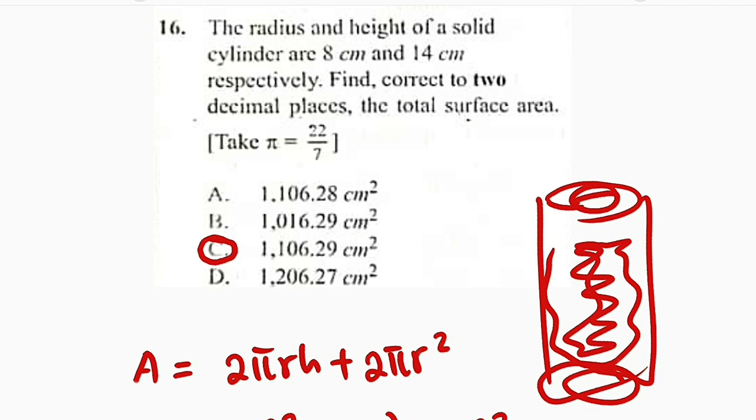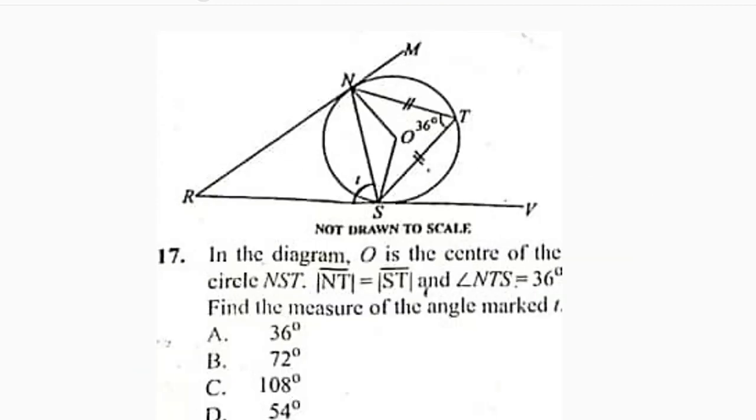Now let us move on to question number 17. All right, here is question number 17. We are given a diagram here, and this is the description. The description reads, in the diagram, O here is the center of the circle NST. NT, let us locate it. You can see NT here is equal to ST. Where is ST? This is ST, meaning that this triangle is an isosceles triangle, right? And NTS is equal to 36 degrees. NTS, this is 36 degrees. Find the measure of the angle marked T. This is the angle marked T.